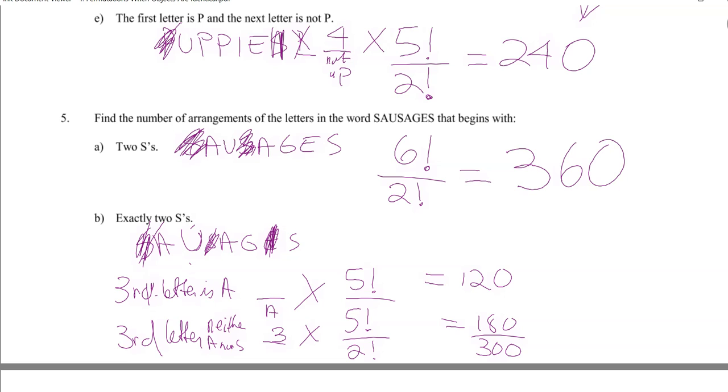But there's another way. So sometimes in these units, it's easier to count things you don't want than count things you do want. So what we could do is this, say, all right, look, there's 360 ways that it begins with 2 S's. I don't want it to begin with 3 S's, right? If it begins with exactly 2, then it can't begin with 3. So how many ways begins with 3 S's?